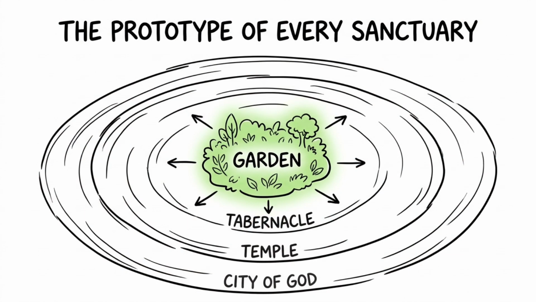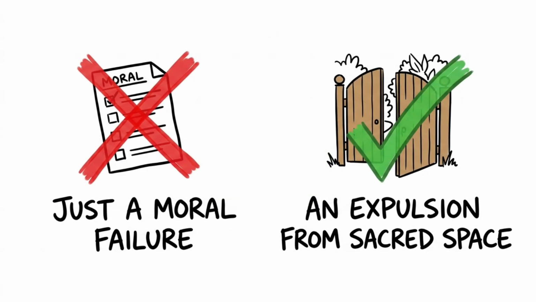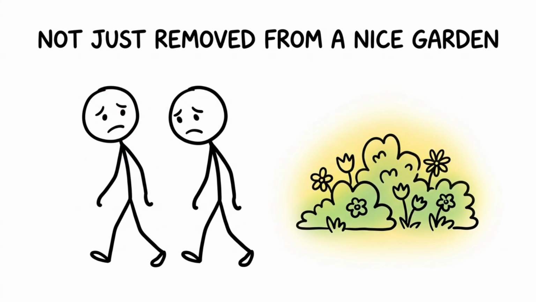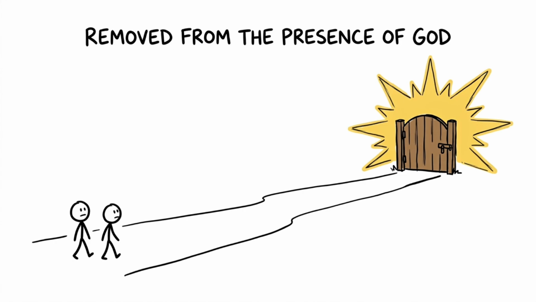Eden is not just a garden. It is the original meeting place between God and humanity, the prototype of every sanctuary that comes after it, which means the fall is not just a moral failure. It is an expulsion from sacred space. Adam and Eve are not just removed from a nice garden. They are removed from the presence of God, from the place where heaven and earth touched, where they walked with their Creator in the cool of the day.